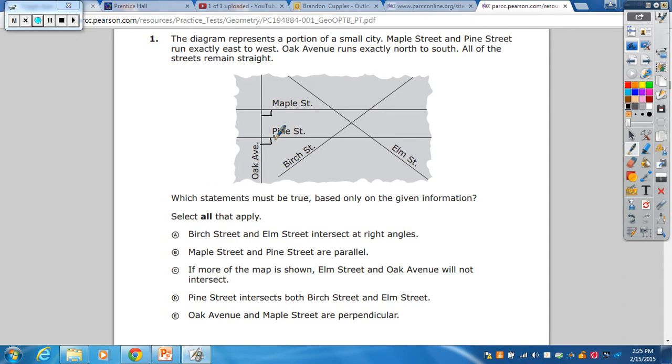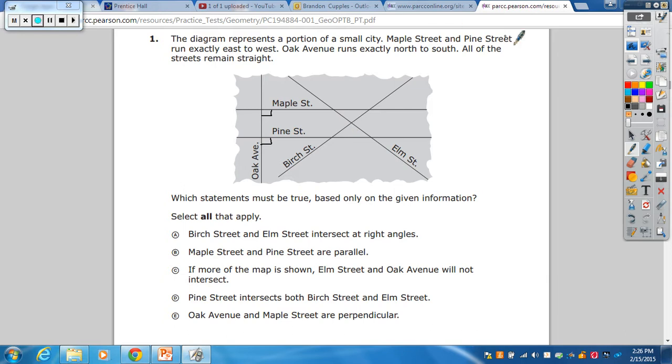Okay. Which statement must be true based only on the given information? Select all that apply. That's the hard part. When you think you got the answer, there may be another one in there as well. So the first one is: Birch Street and Elm Street intersect at right angles. Let's see here. They look like right angles. Yes. Okay.